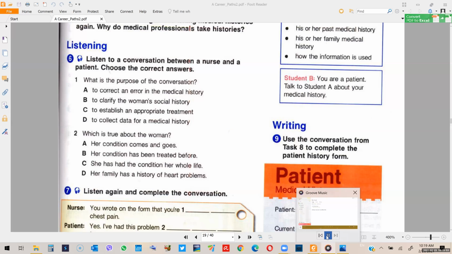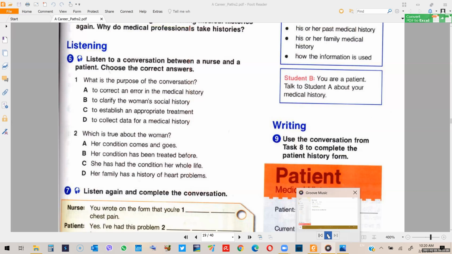The doctor will be in shortly, Miss Granger. While you're waiting, I have a few questions about your past medical history. Of course. What do you need to know? You wrote on the form that you're suffering from chest pain. Yes, I've had this problem on and off for years. Do you remember when exactly the onset of the problem was? Let's see. I think I first noticed it about 6 years ago. Have you ever been treated for the condition? No, I did see a doctor once about it, but he couldn't find the cause.